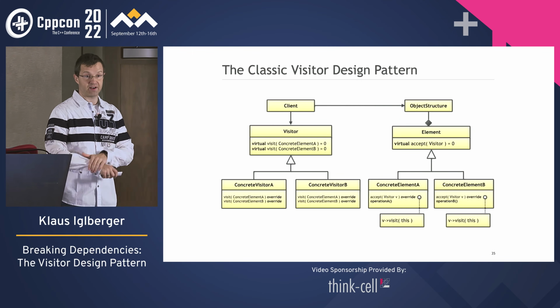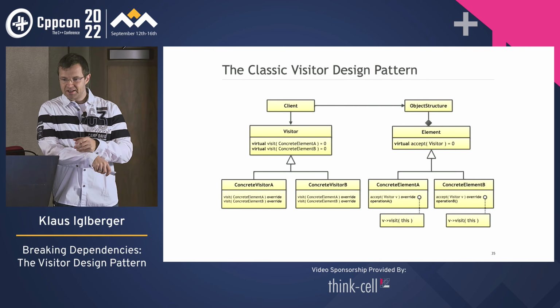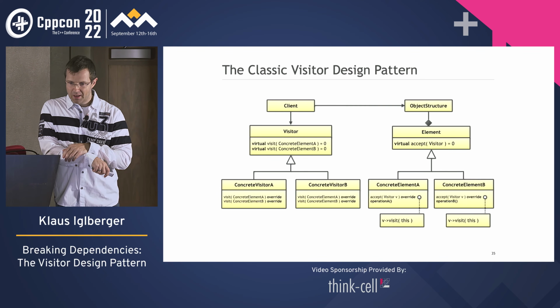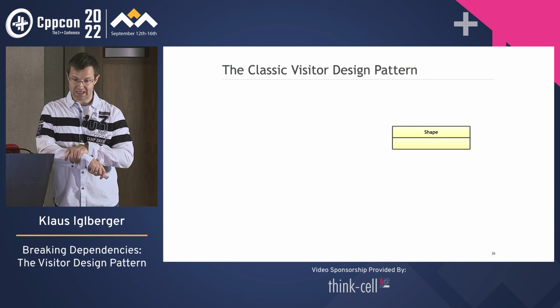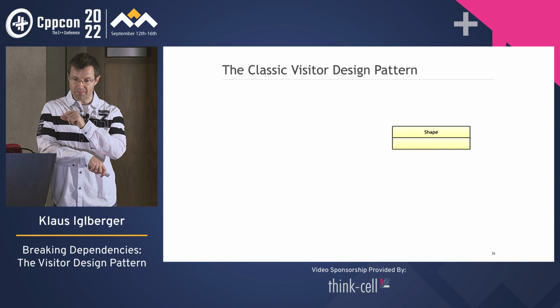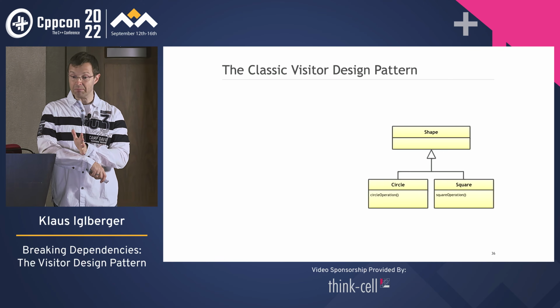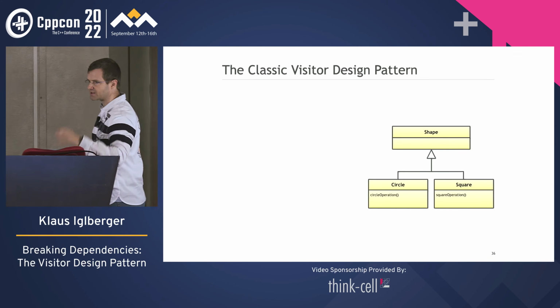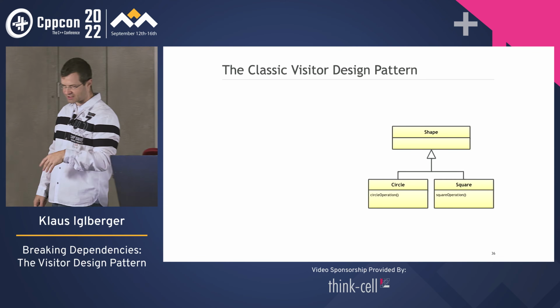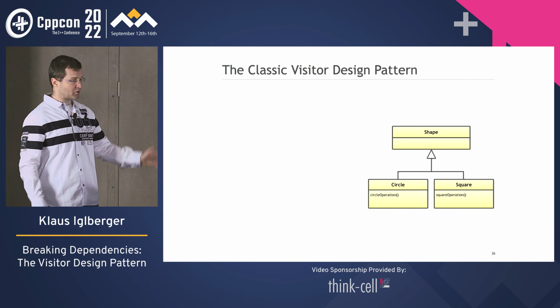So I simplify that. And I simplify this by adapting this to our problem. And so I start on the right-hand side and say we have a shape base class. So this shape base class may be the base class for many, many different kinds of shapes. Circles, squares, and please consider there are a few more, like rectangles, ellipses, triangles, you name it.